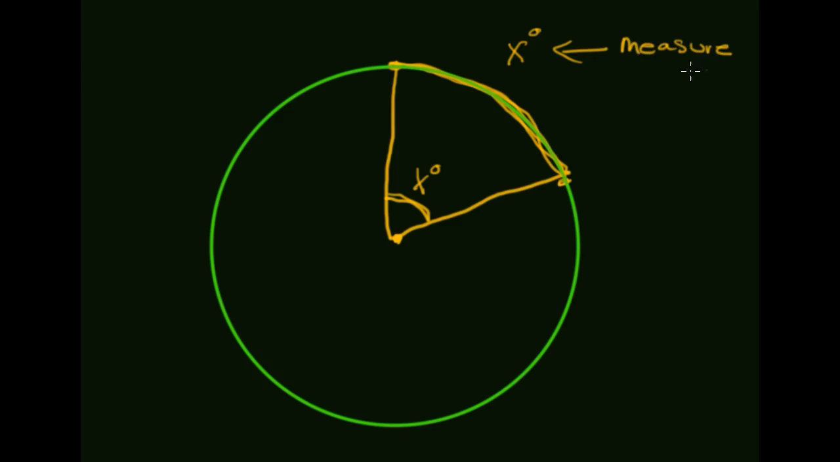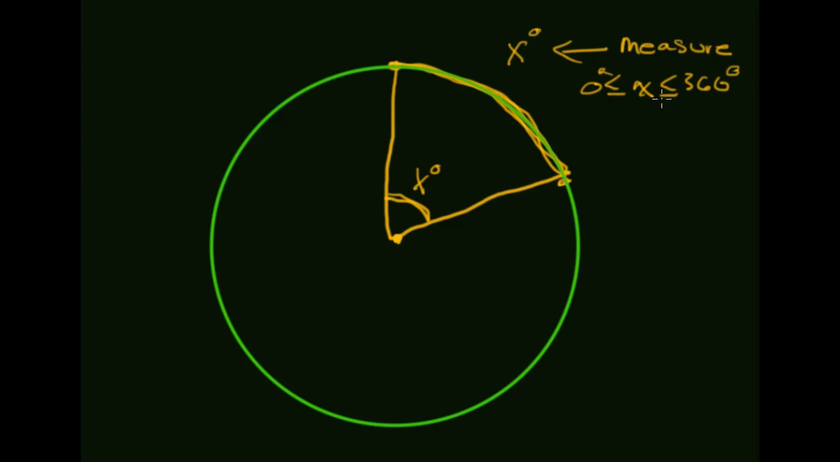And let's say this is an arc of, I don't know, x degrees, right? So what does that mean? That means that if I have the central angle corresponding to that arc, the measure of that angle is x degrees. Now this is what's called the angle or arc measure. So that's a degree measure between 0 and 360 degrees.